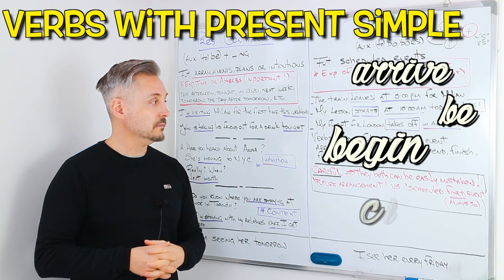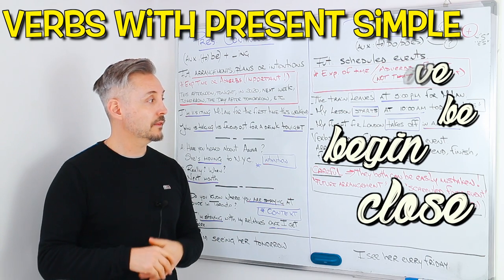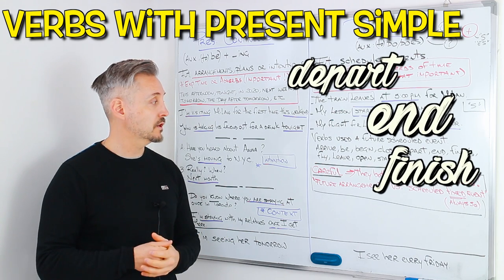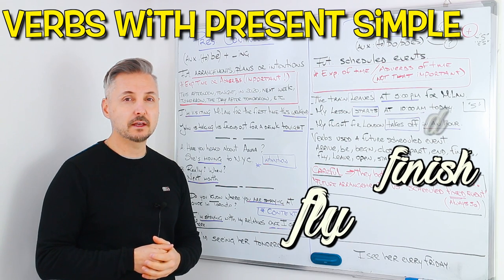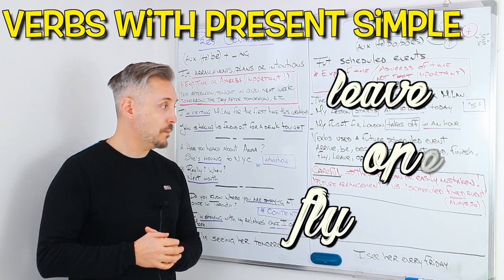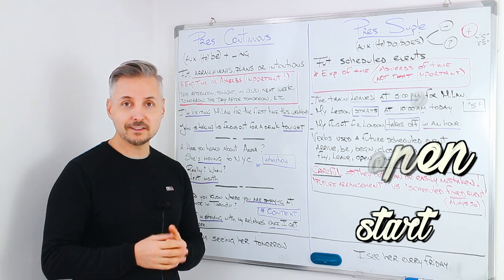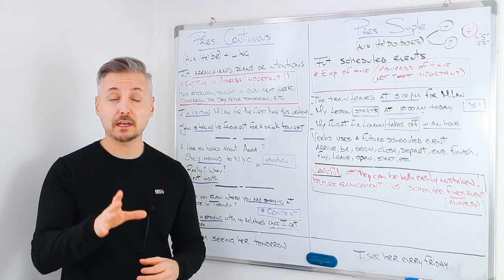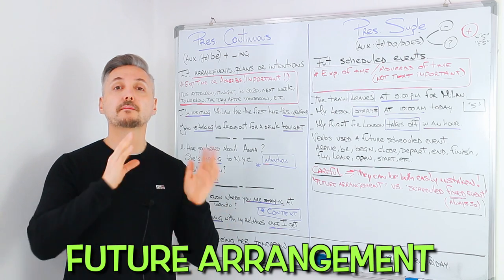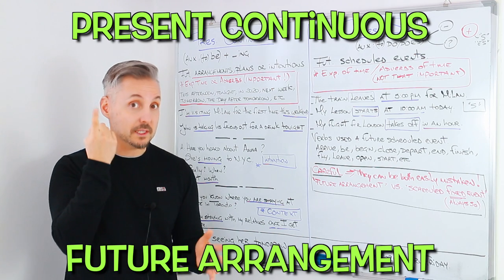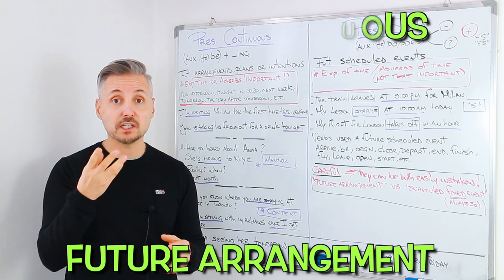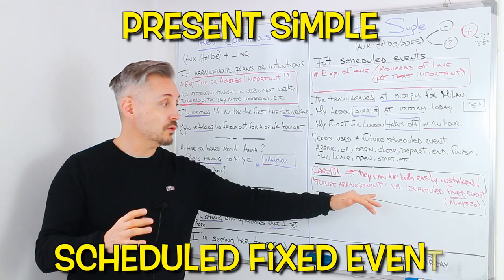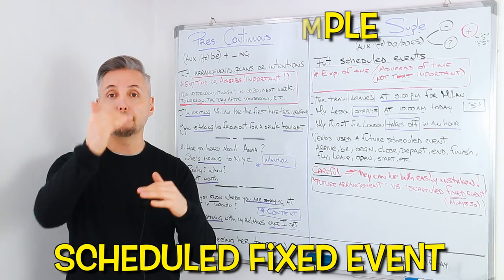begin, close, depart, end, finish, fly, leave, open, start, etc. Careful though, they can easily be mistaken. Future arrangement, present continuous. So once probably, right? A future arrangement is once. Present simple, scheduled fixed events, many times, right?